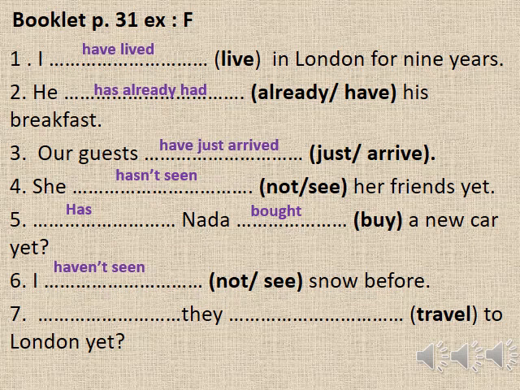Number 7, space, they travel to London yet. As you see that this one is a question, so we're going to start with has or have, then the subject, then the past participle of the verb. So the answer will be, have they traveled to London yet?